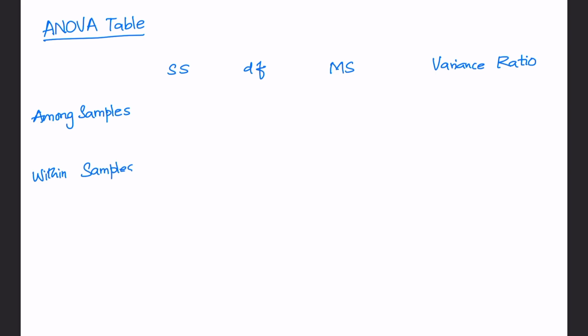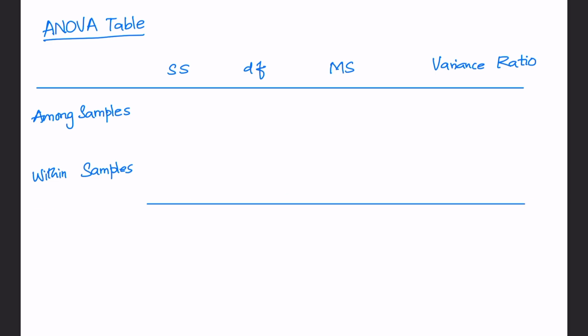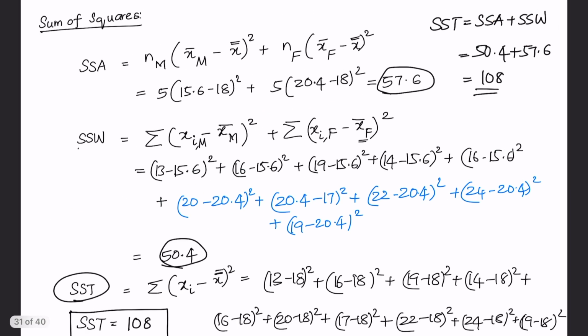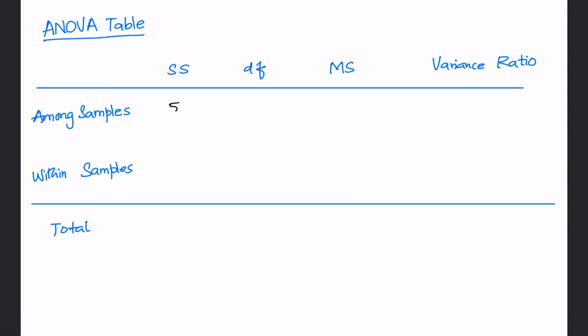So let me split this so that we can understand this better. So we have the total at the end. Now let's start filling in the values. The among samples, SSA is 57.6, and within samples is 50.4, and the total is 108.